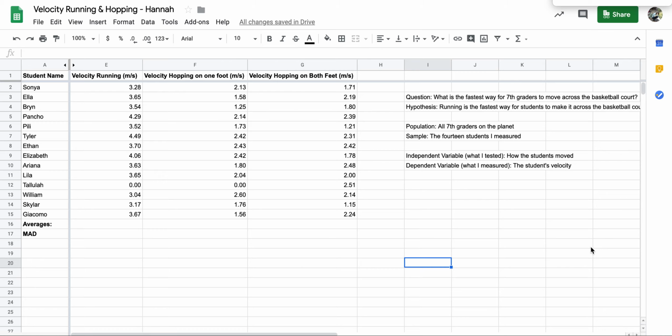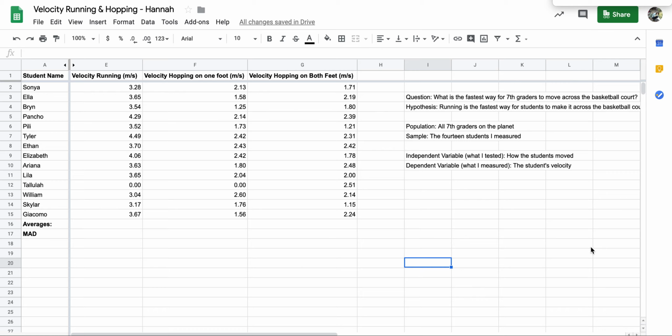Now, in this experiment, it's important to note that my question is about all 7th graders on the planet. I want to know what's the fastest way for 7th graders to move. But I did not measure all 7th graders. I measured what's called a sample of that overall population. So my sample is these 14 students, Sonia, Ella, Bryn, Pancho, etc. And my population is all possible 7th graders.